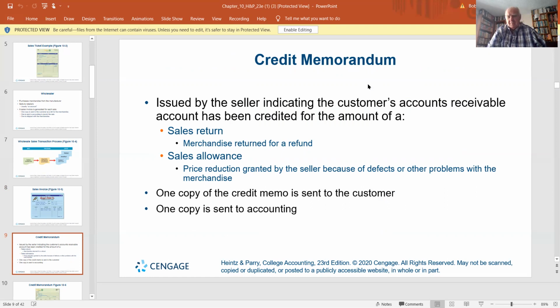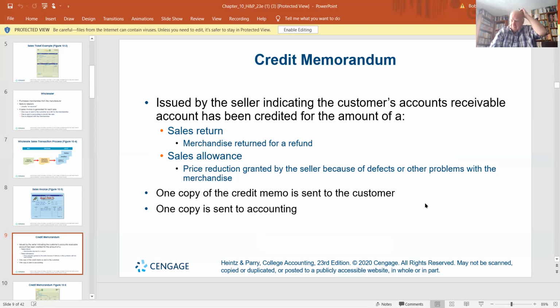Maybe they give you a credit memo number and you go back, and when you return it, you have the credit memo number on a piece of paper. But a credit memo is simply permission to return something or to reduce the price of something. So we're going to be talking about two very specific things in this chapter: sales returns, merchandise returned for refund, and sales allowances, a price reduction granted by the seller because of defects.